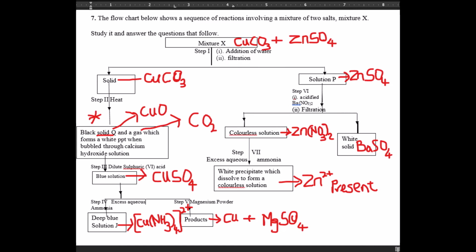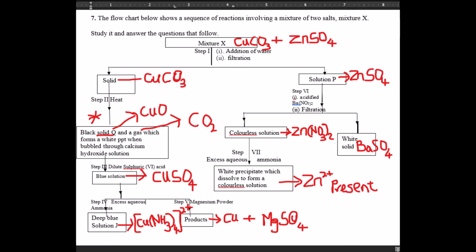If you go ahead to step number 5, with the mixture we had before, the blue solution, we are adding magnesium powder. Magnesium, being more reactive than copper, does displace the copper 2 ions. And copper metal will be formed, that is now the brown deposit, and magnesium sulfate will be formed. So that is a displacement reaction, step number 5.